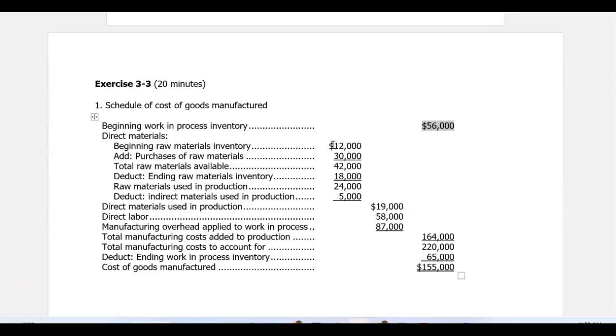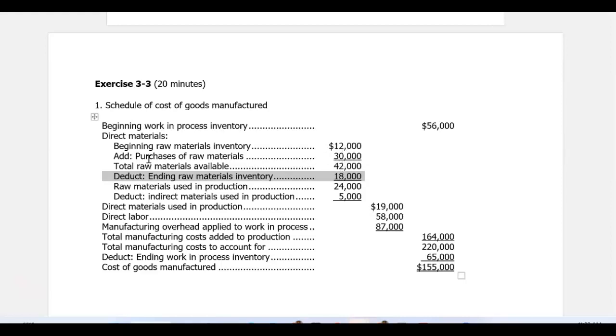So direct materials, I know the beginning is 12,000. We added 30. The total raw materials available is 42. So B, beginning, added, available. Beginning 12, added 30, available 42. And then the end is 18,000. Therefore, raw materials used, subtracted so-called, is $24,000. BAASE. S is subtracted, right there. Here is end. BAASE. E stands for end.